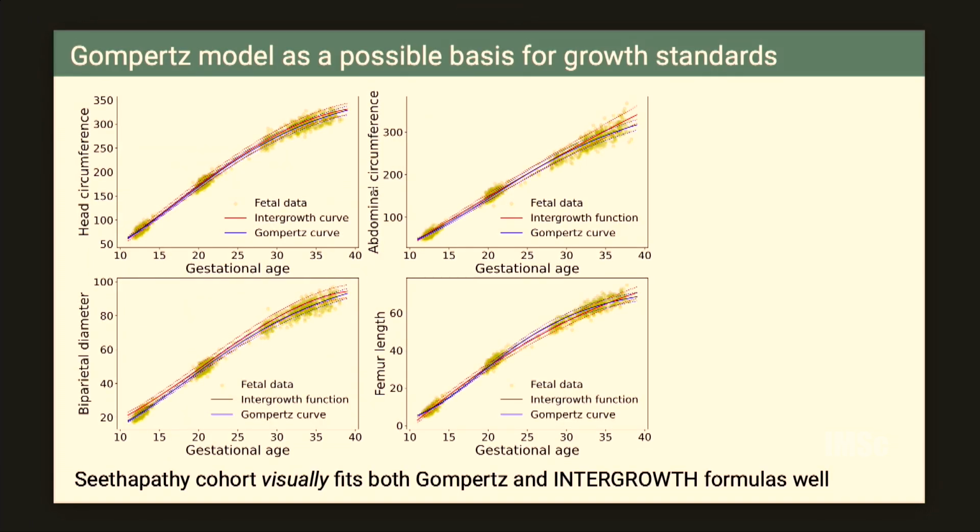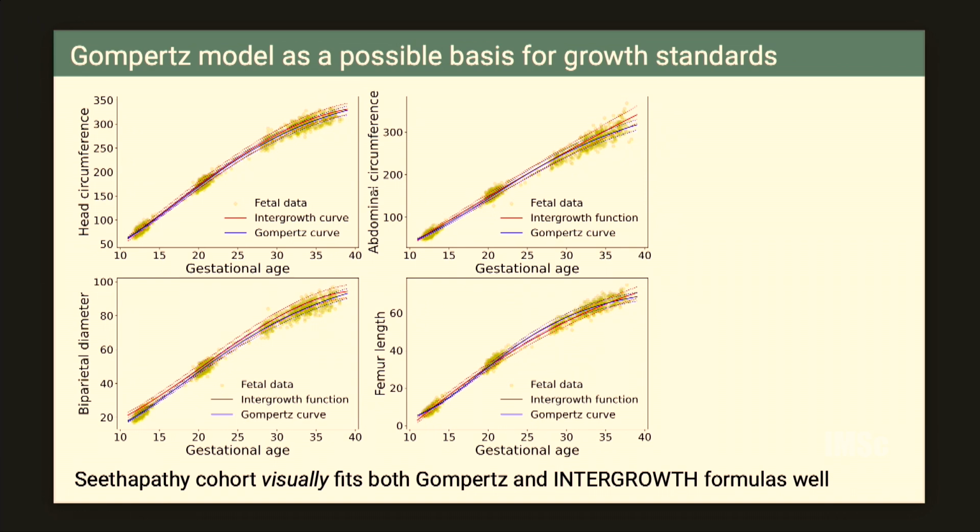Then we wondered, can we use the Gompertz model as a plausible basis for growth standards instead of those complicated formulas that Intergrowth uses, or the charts that WHO and NICHD give? The way you would use those charts is that you place your actual measurement on the chart and see in terms of these percentiles, where does it fall. Instead, what if you could use the Gompertz formula and use that scale parameter A?